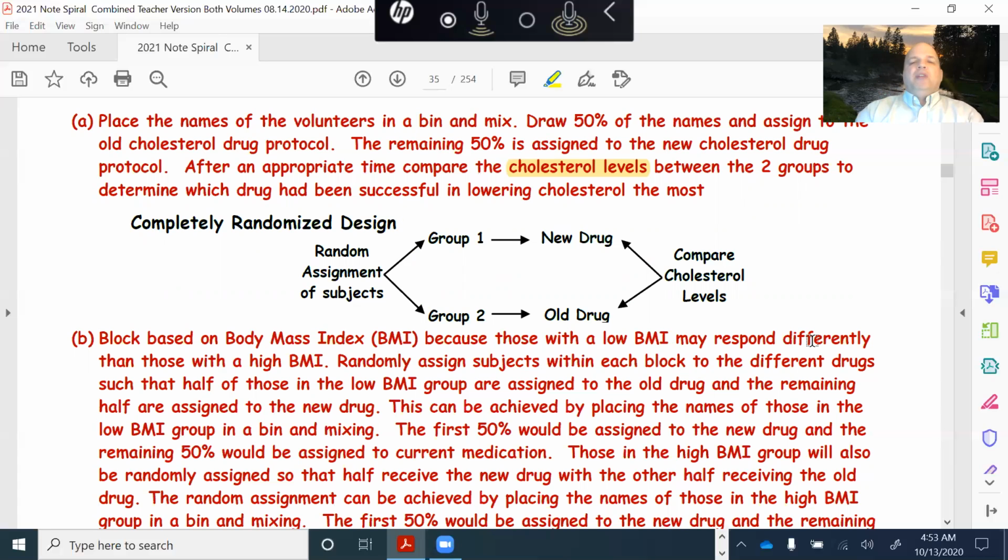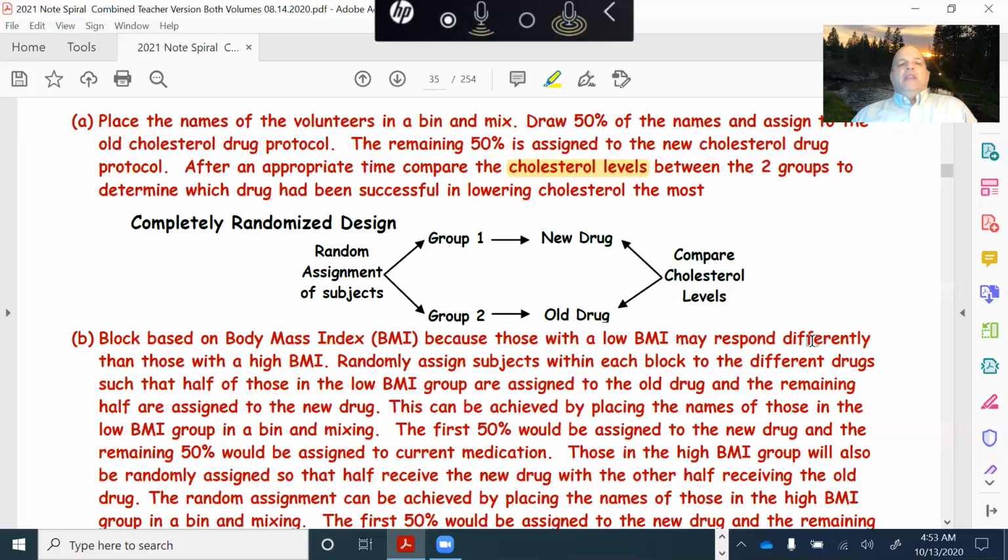This can be achieved by placing the names of those in a low BMI group in a bin and mixing. The first 50% would be assigned to the new drug, and the remaining 50% to the current medication. So I've moved from blocking to the allocation of the drugs. Remember, you always have to allocate. There's always going to be random assignment, even when you're blocking. So if you block first, then you randomly allocate.